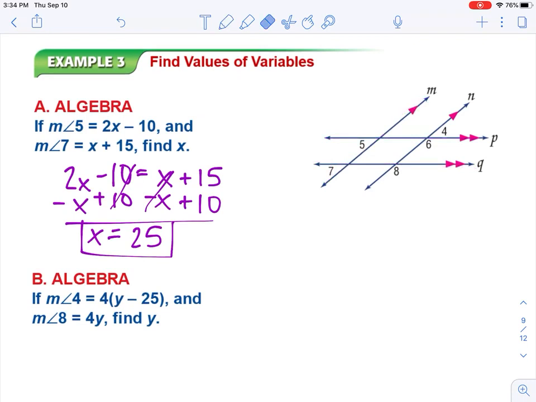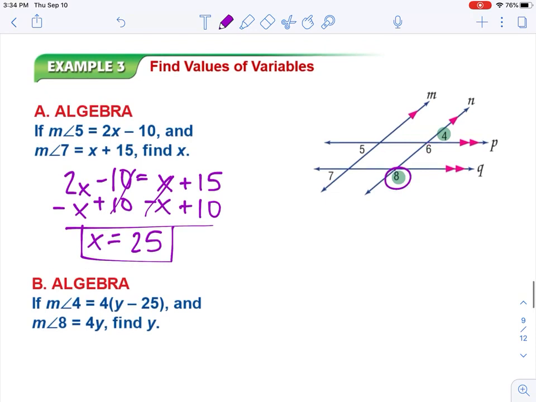On part B, we're going to treat it as a new problem. We have 4 and 8. This one's a little more tricky because those are not any sort of angle pair, but I do know 8 and 6 are corresponding, which means the measure of angle 6 is congruent to the measure of angle 8. So the measure of angle 6 is also 4y.